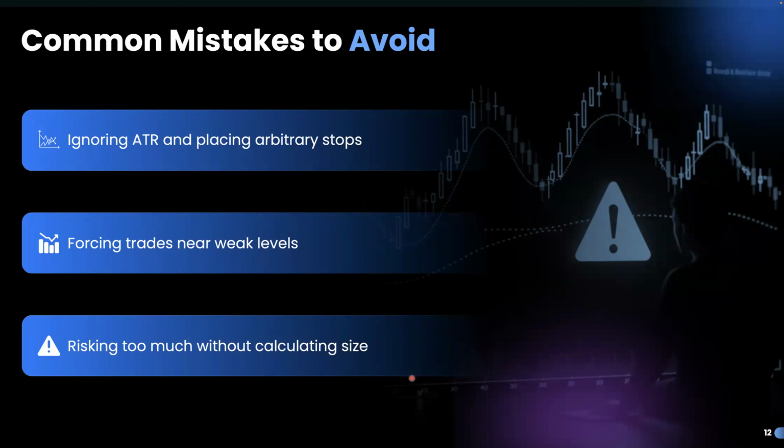Okay. Forcing trades near weak levels. Now, I get this question a lot. Well, how do you know if it's a strong or a weak level? Well, a couple of ways. Number one, a weak level is basically one on a lower time frame. That's as simple as that. So if you're trying to draw a level on a 5 minute time frame, that's going to be a much weaker level compared to a daily.